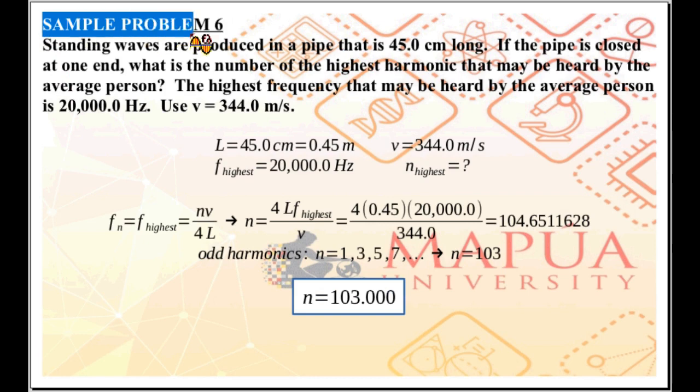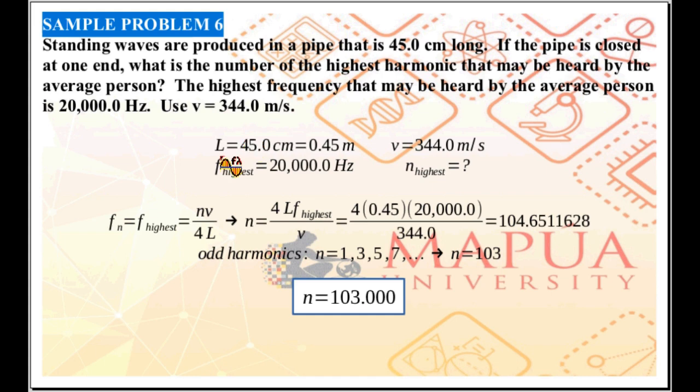Lastly, we have sample problem number 6. Standing waves are produced in a pipe that is 45 centimeters long. If the pipe is closed at one end, what is the number of the highest harmonic that may be heard by the average person? The highest frequency that may be heard by the average person is given by 20,000 Hertz or 20 kilohertz. Use speed of sound equal to 344 meters per second.